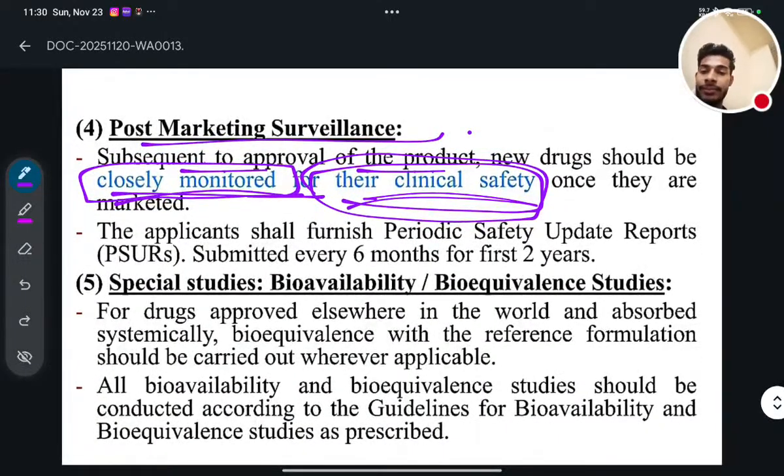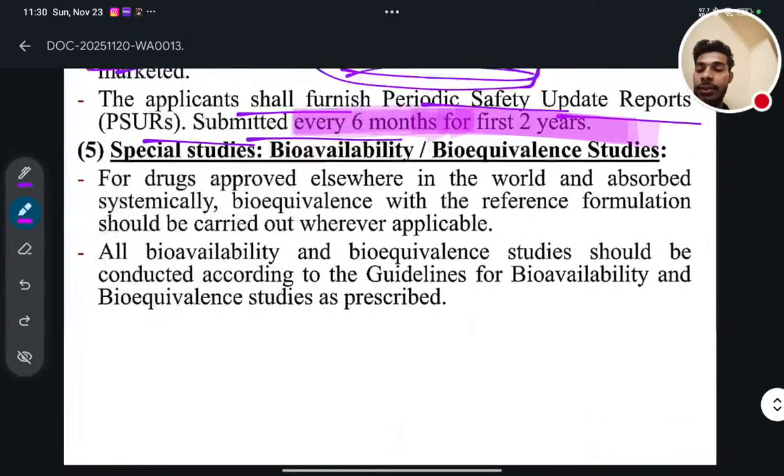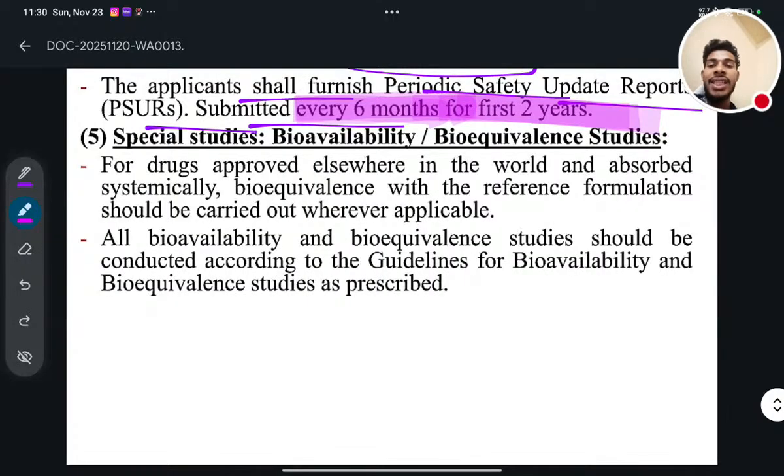Okay, the applicant shall furnish the pediatric safety and update the reports submitted every 6 months for the first 2 years. For the first 2 years you have to provide the information every 6 months. Okay, next, special studies or bioavailability and bioequivalence studies.